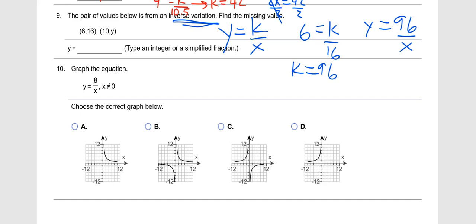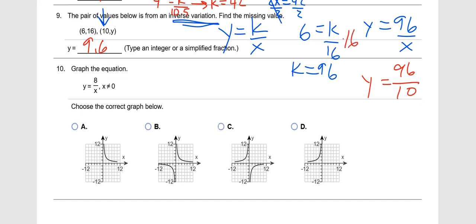Where do we put the 10? So we get 96 over 10. How much is that? 9.6. I'm messing up. I put the 6 on. Yes, go ahead.